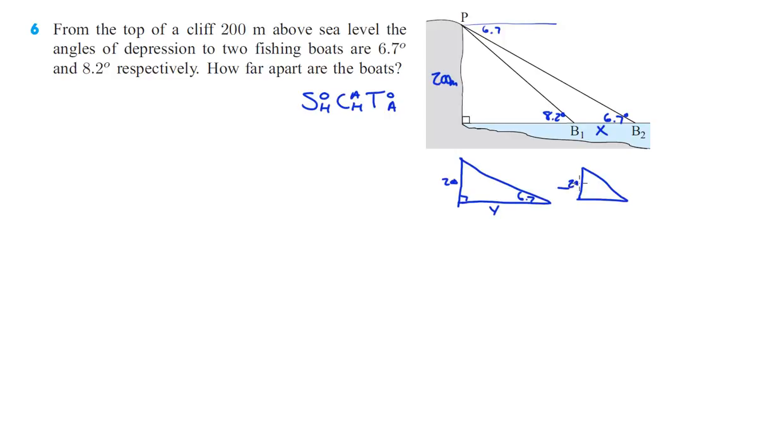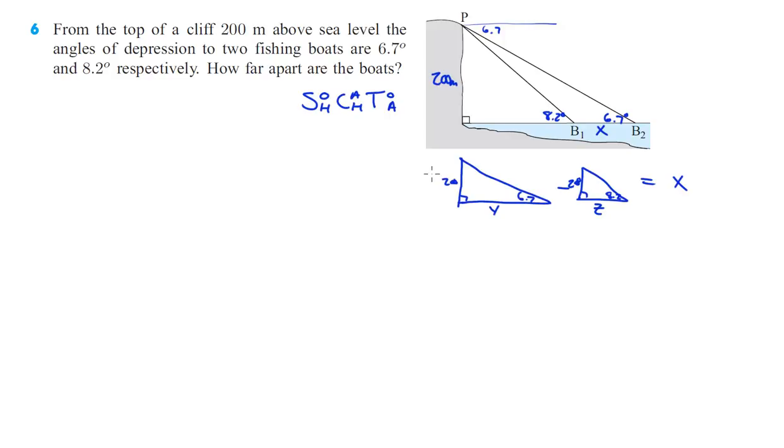This is 200 still, and then this is 8.2. These are right angles. Let's call that z. So if we take this whole distance y and subtract the z, we'll be left with x. All right, so let's figure out this one, and then away we go. So this one here, here's our angle.